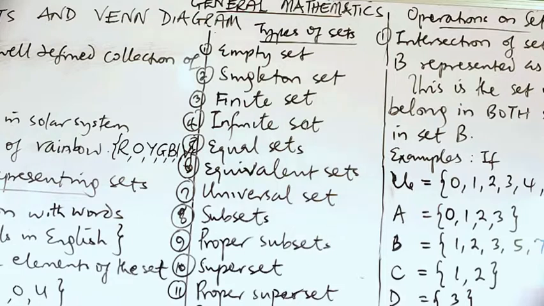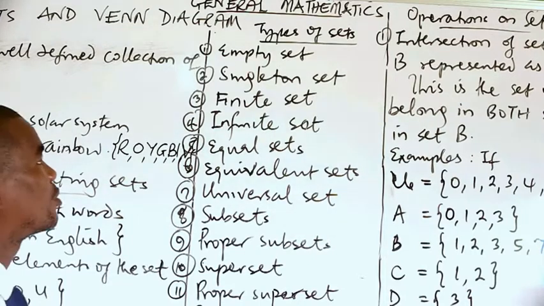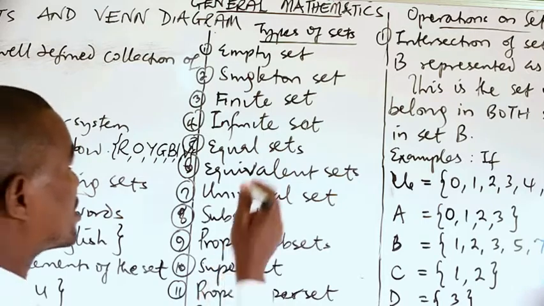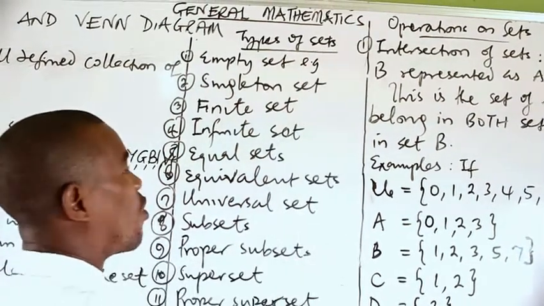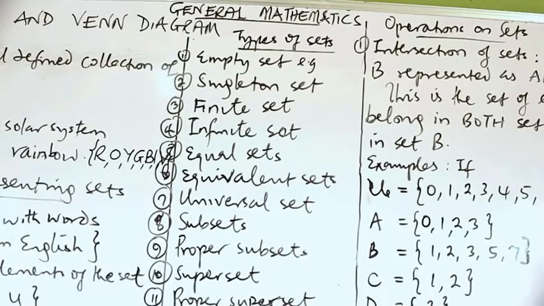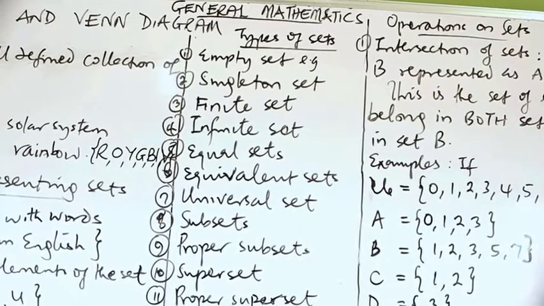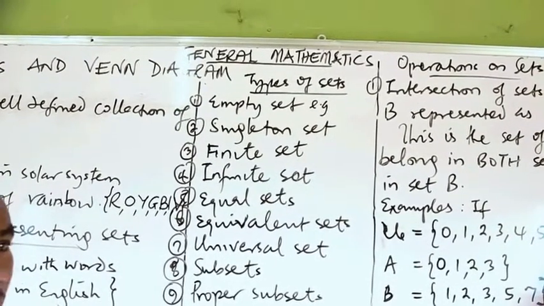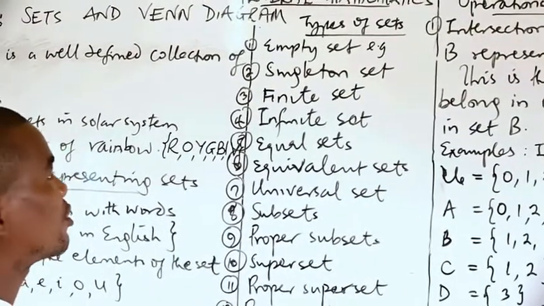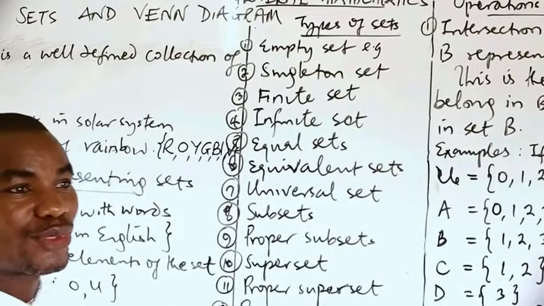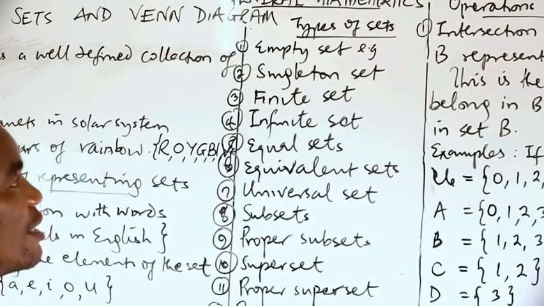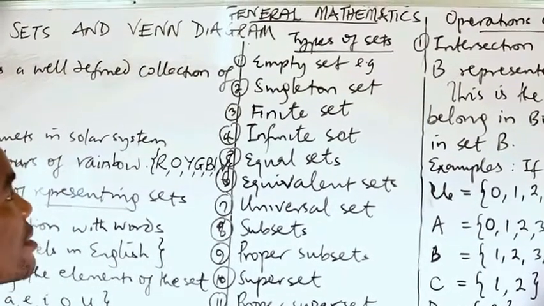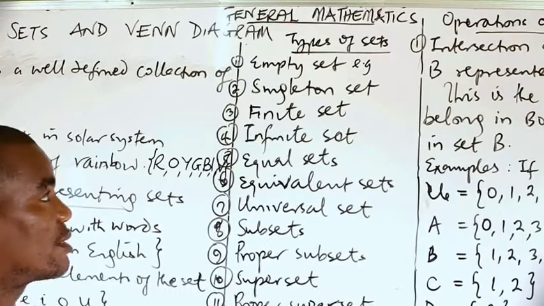Empty set is a set that has no element in it. For example, set of students with 2 S in SS 3 yellow. That one is not possible. So that set has no element in it, because no student has 2 S in SS 3 yellow.